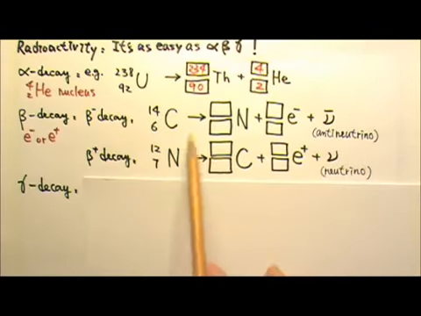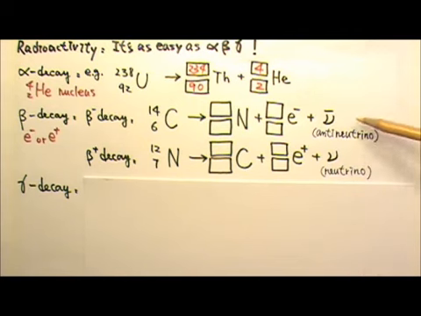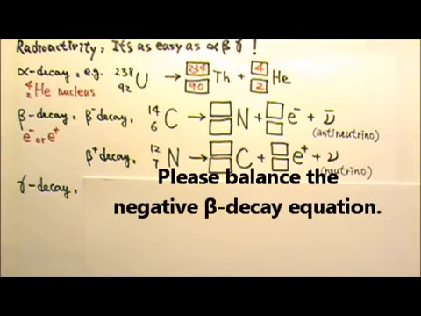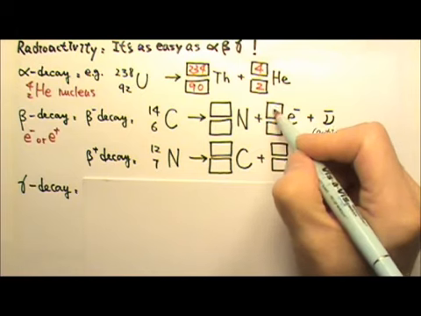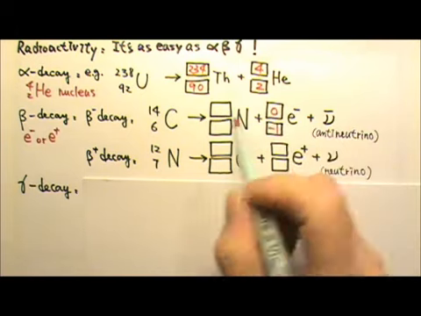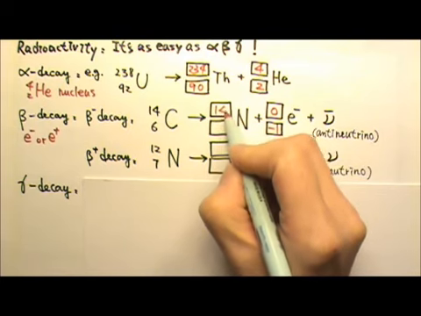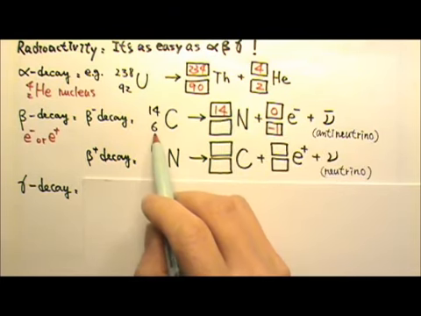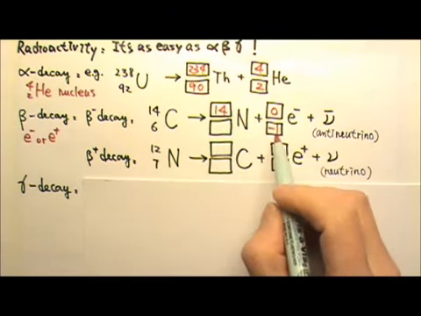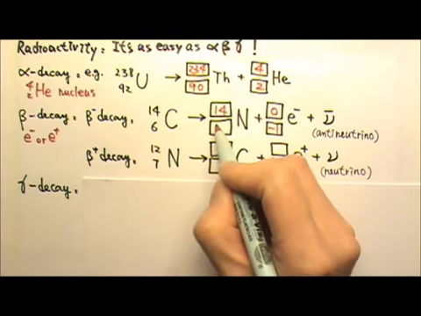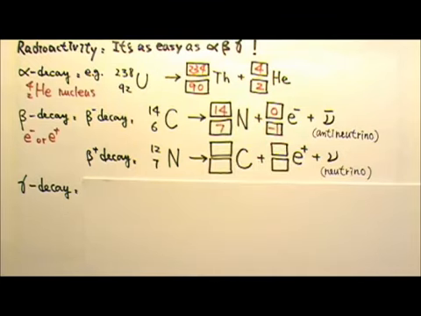Now see if you can balance this negative beta decay equation. We can put in 0, negative 1. So 14 should equal to this plus 0, so this must be 14. 6 must equal to this plus negative 1, so this must be 7 over here.